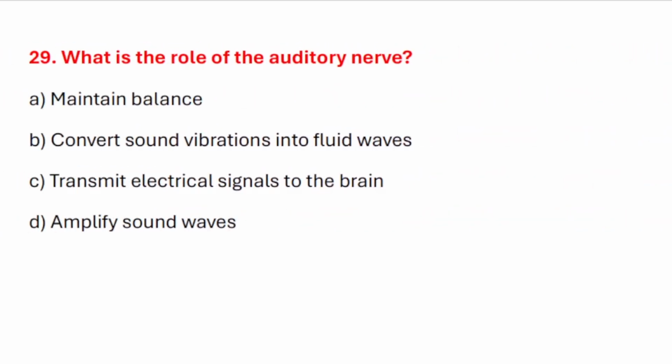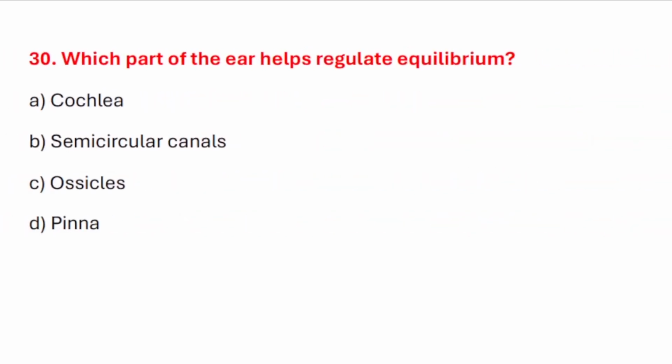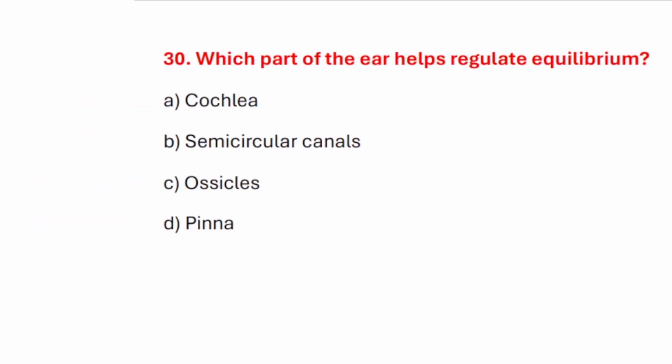Question number 29. What is the role of the auditory nerve? Correct answer is option C, transmit electrical signals to the brain. Question number 30. Which part of the ear helps regulate equilibrium? Correct answer is option B, semicircular canals.